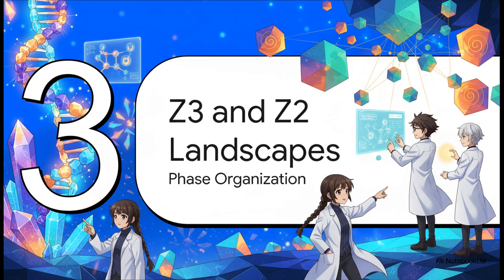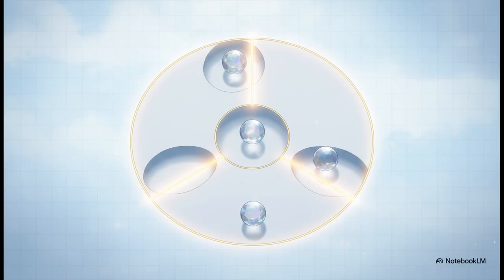Which brings us to Section 3, Z3 and Z2 landscapes. Let's look at the math. The big GEM breakthrough here is that chemical handedness can actually be understood as a Z2 twist on top of a Z3 phase landscape. I know that sounds like a mouthful, so let's break down the Z3 structure first.